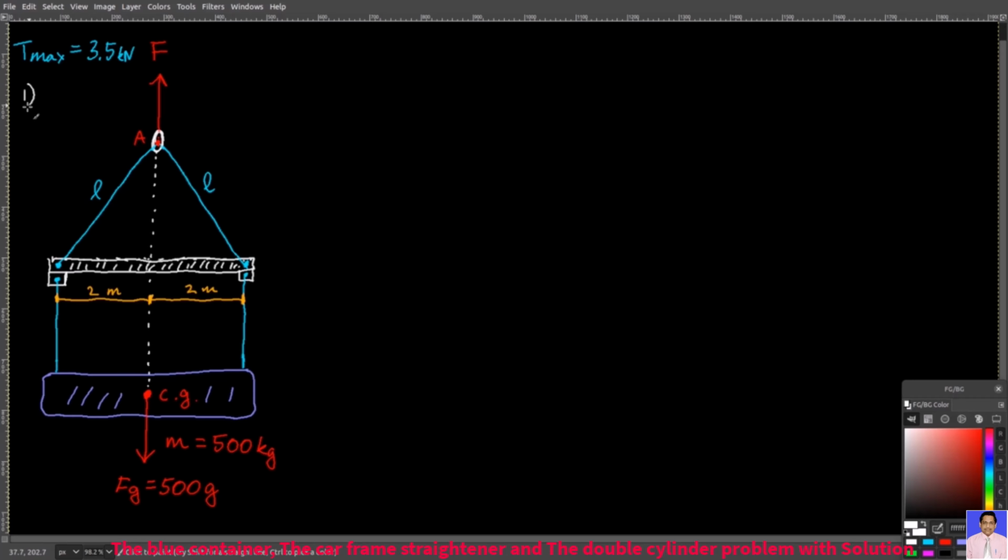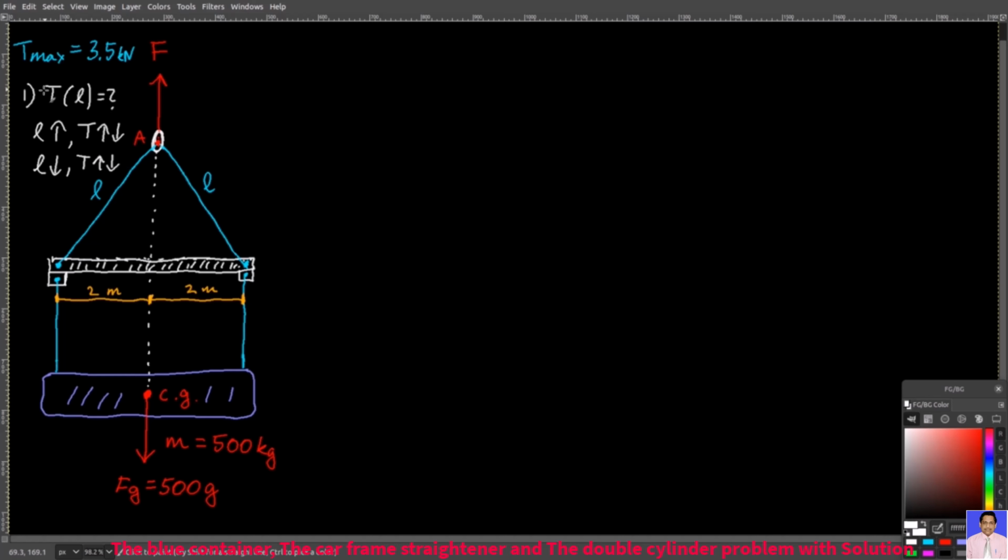So the first question is, how does the tensile force depend on the length? No specific mathematical formula is needed. I just want you to tell me that concept-wise. If the length goes up, will the tensile force go up or down? And if the length goes down, will the tensile force go up or down?